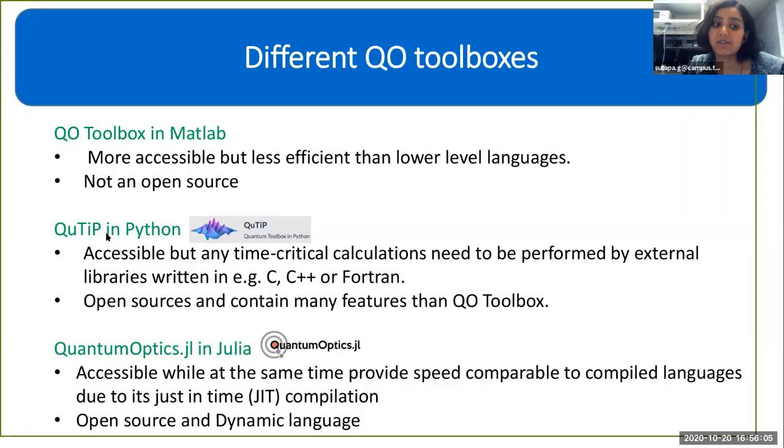Then there was another quantum optics toolbox developed in Python, which was open source. Since it was open source, there were a lot of active contributors who developed many modules, so it contains more features than the MATLAB one. But here again there was a problem: to do any time-critical calculation, you have to port the code into C++ or another language, and then combine it back into Python. For some users this was a concern, and the problem was solved in Julia by its just-in-time compilation. The main difference between Python and Julia is the way they compile the code. Julia is recently developed and open source, and it became very popular because of this feature.